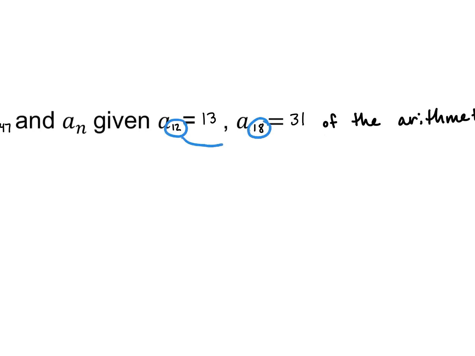So how many numbers do I have? 18 minus 12, 6. So I start with my term farthest from 1. So a sub 18 is going to be equal to a sub 12 plus the difference. So that would be 6 times the common difference. I know what a sub 18 is, and I know what a sub 12 is, so I'm going to plug those in. I have 31 is equal to 13 plus 6d.